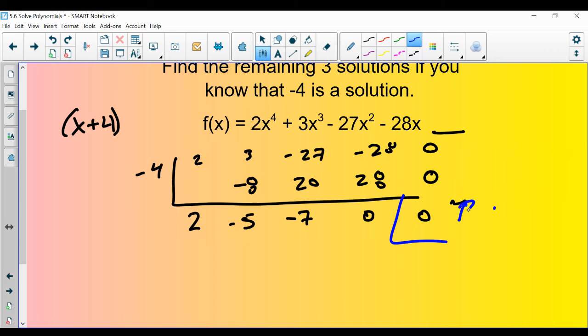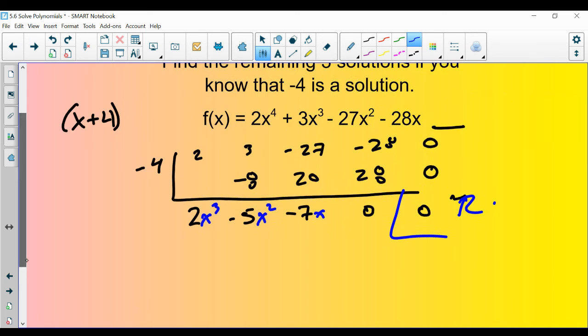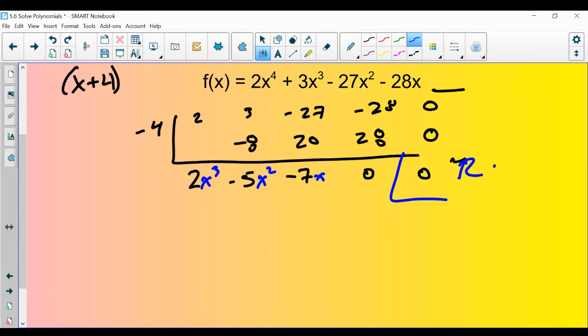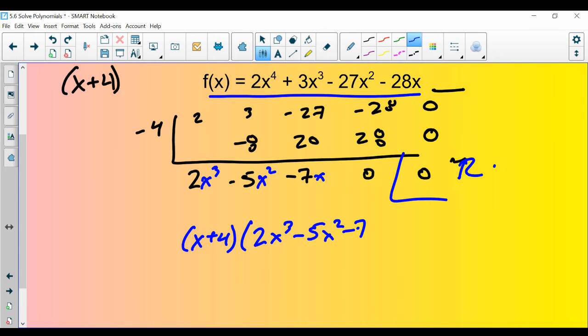That first 0 is our remainder. This is the plane without an x term. This one gets an x, this one gets x squared, and this one gets x to the third. So in our journey to find the other 3 solutions, we know that this original polynomial factors to x plus 4, which gives us the solution of -4, the given one. And the other ones are going to come from 2x to the third minus 5x squared minus 7x.